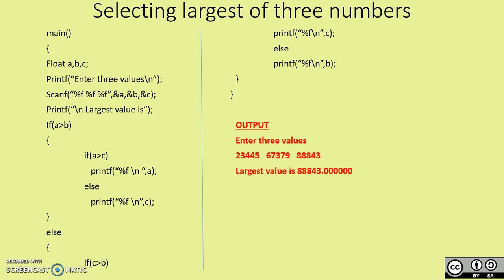In the else part, that is when both conditions are false, when A is not greater than B and A is not greater than C, it's going to check whether C is greater than B. If so, C will be printed as the largest number, else B will be the largest number.